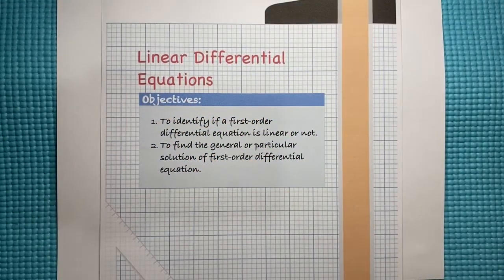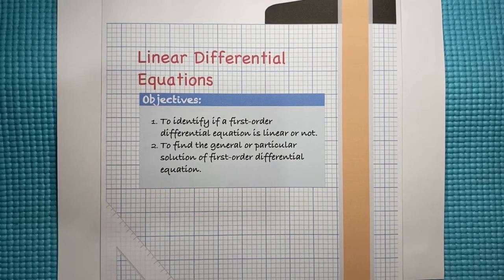Hi, we are now on the fourth method in finding the general solution of a first order differential equation, and that method is the method for linear differential equations. At the end of this video presentation, we are trying to identify if a given first order differential equation is linear or not. And once it is identified, we are trying to find the general or the particular solution of a first order differential equation using the method of linear differential equations.